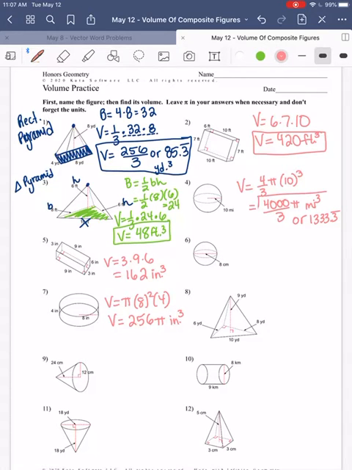Here is this answer. Some of you left it as a fraction, some of you put it in decimal form. Either one is fine with me. I prefer fraction, but I wouldn't count it off if you did it that way. Here are these answers.